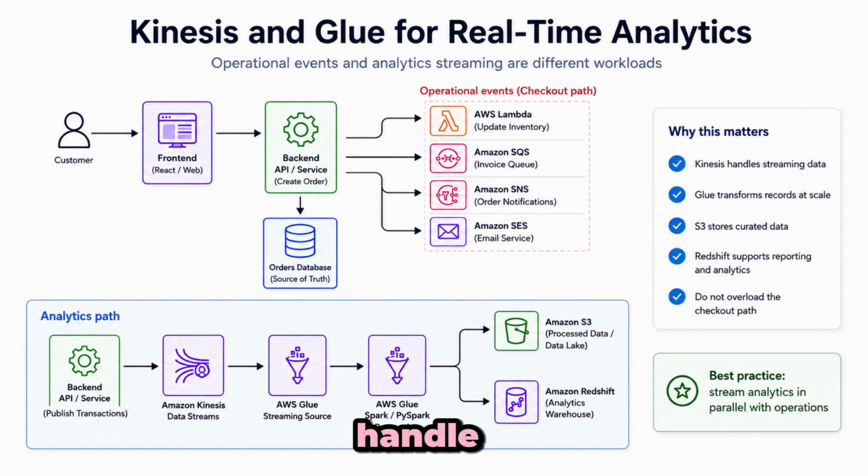Can the backend handle the traffic? What happens to database connections and IOPS? Is the SQS queue growing faster than we process it? And can Kinesis handle the required stream throughput? Then I look at cost. Lambda duration and concurrency, SQS requests, Kinesis capacity and retention, Glue compute, and Redshift all need to be justified. Now move to the right.